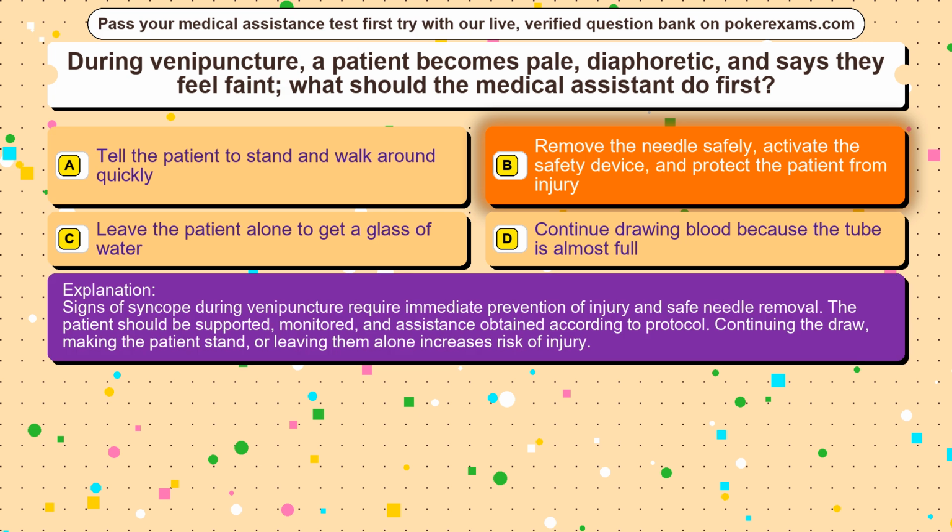Signs of syncope during venipuncture require immediate prevention of injury and safe needle removal. The patient should be supported, monitored, and assistance obtained according to protocol. Continuing the draw, making the patient stand, or leaving them alone increases risk of injury.